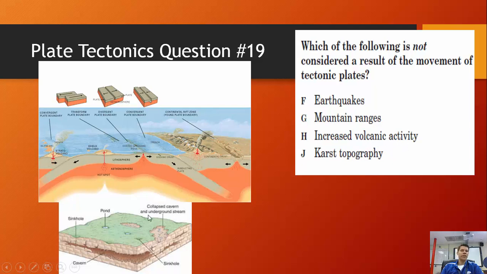Now, what we don't get as a result of plate tectonics is limestone being eroded away by groundwater, causing caves, caverns, and sinkholes, such as karst topography. So which of the following is not an example of plate tectonics? J, karst topography.